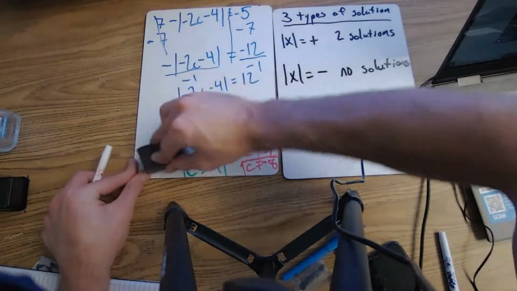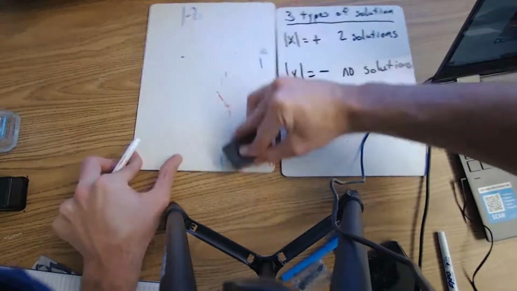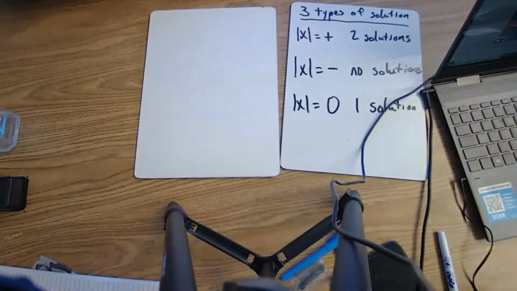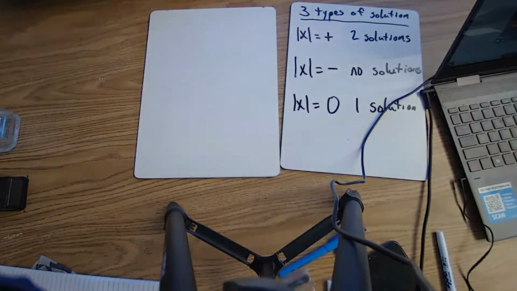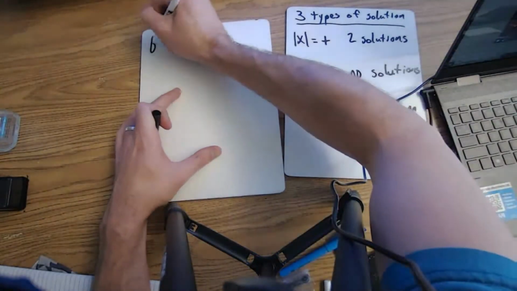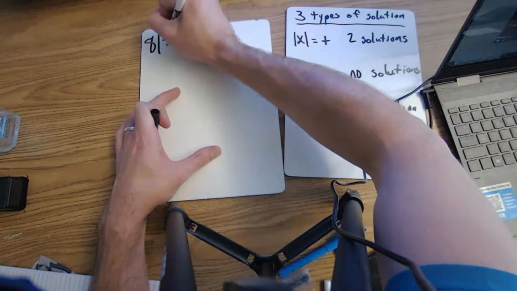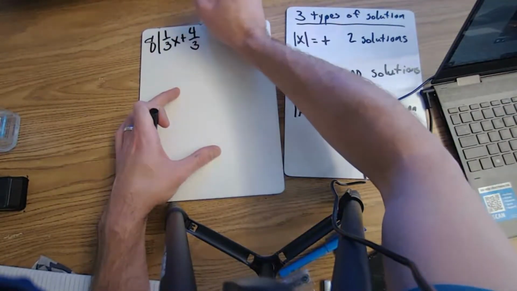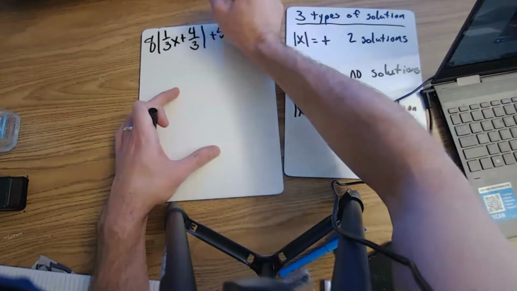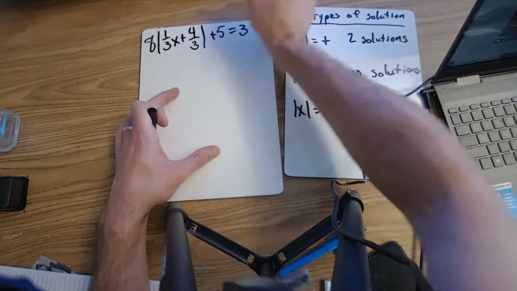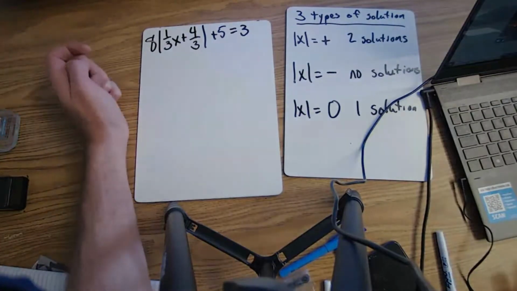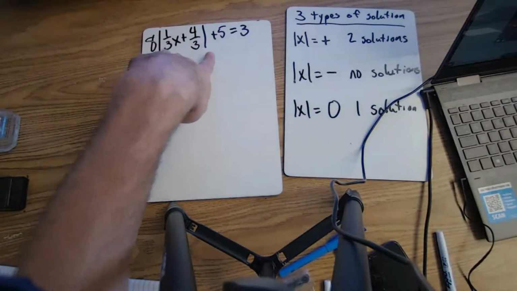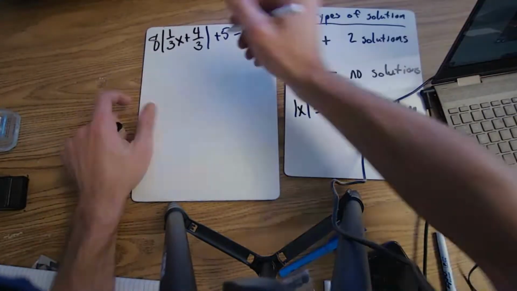Okay, I got time for one more, real quick. This one's going to freak some people out, but it'll be okay. 8 times the absolute value of 1/3 x plus 4/3, plus 5 equals 3. Okay, so what we need to do with this one is exactly what we did before. Get the absolute value bars by themselves.